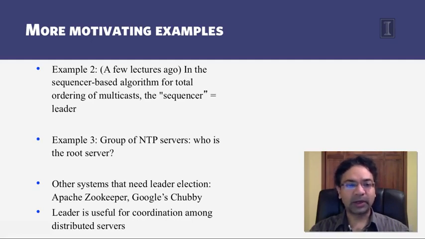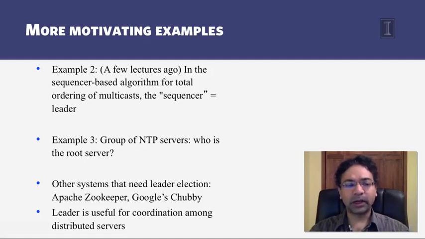When we discussed time synchronization, we discussed the Network Time Protocol, also known as NTP, and NTP organizes all the servers into a tree, and there is one server at the root of the tree, and you need to elect who this server is from among all the potential NTP root servers. Other systems in industry that also leverage leader election include open source systems such as Apache Zookeeper and also Google's Chubby system, on top of which a lot of Google's internal systems rely.